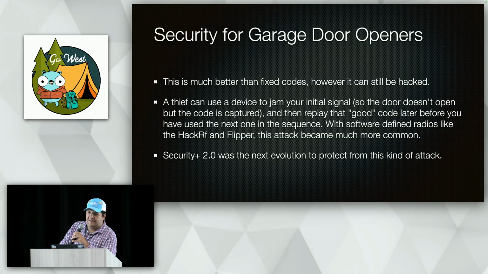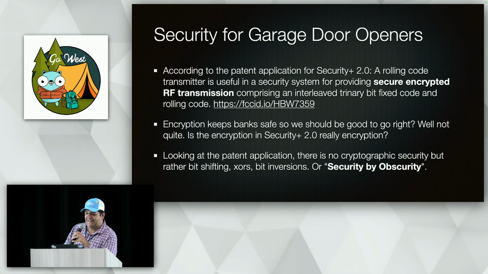So what ended up happening was that the garage door industry said, hey, we can fix this. We're gonna create this new Security 2.0. It's gonna protect against this kind of attack. And what's funny is, from their own patent application, it says a rolling code transmitter is useful in a security system for providing secure encrypted RF transmission. Hey, encryption, we know what that is, right? That's secure. We do banking and we feel good about that, right? But the reality is different, because even though they say the word encryption, it doesn't mean they're actually using cryptographic security.